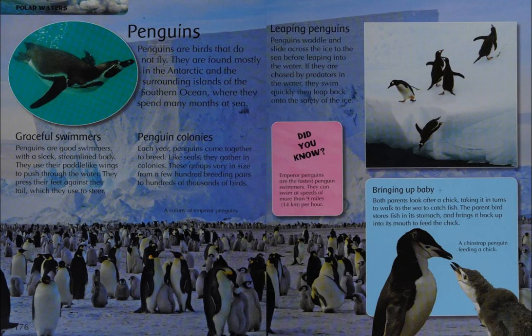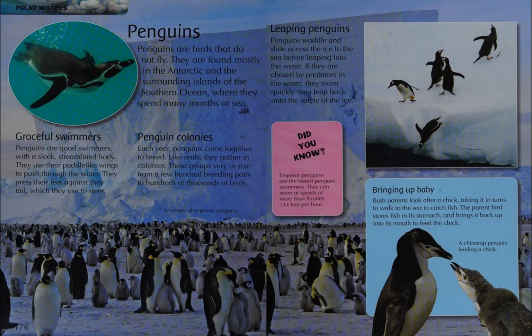Penguin colonies. Each year, penguins come together to breed. Like seals, they gather in colonies. These groups vary in size from a few hundred breeding pairs to hundreds of thousands of birds. A colony of emperor penguins. Leaping penguins. Penguins waddle and slide across the ice to the sea before leaping into the water.